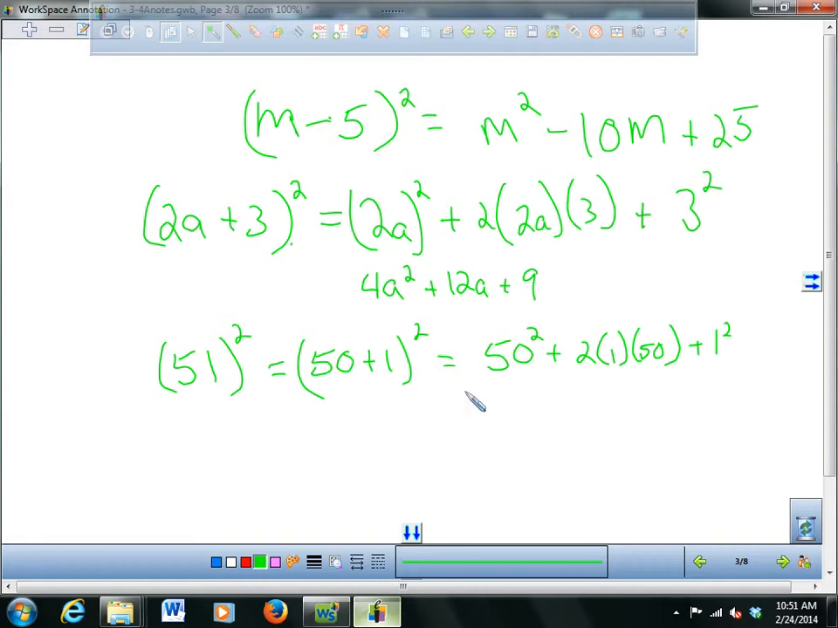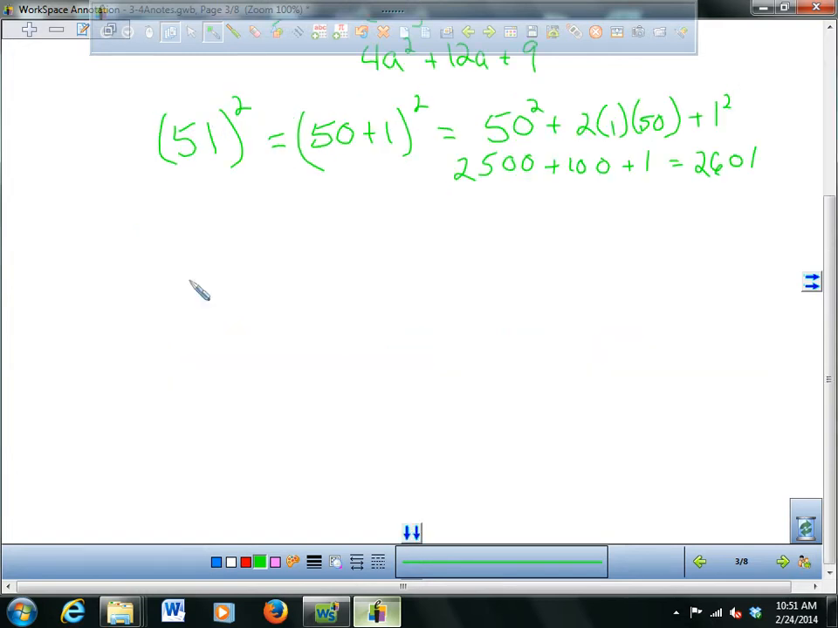Anyone know what 50 squared is? 2500. What's 2 times 50? 100. What's 1 squared? 1. So I bet that 51 squared is 2601. Whoa, that's crazy. Isn't that cool? So here's some mental math for you.